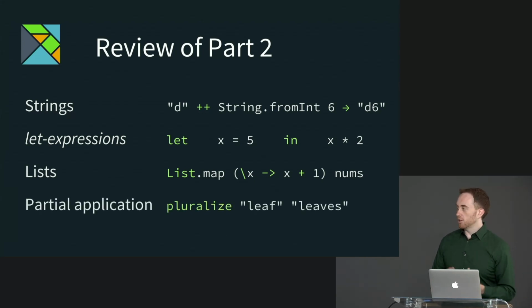And finally, we saw partial application. We saw that when we call pluralize passing leaf and leaves, that gives us back a new function which accepts the final argument that pluralize wants and sort of finishes the job. And as we'll see later, partial application and List.map and things like that can be pretty useful together.